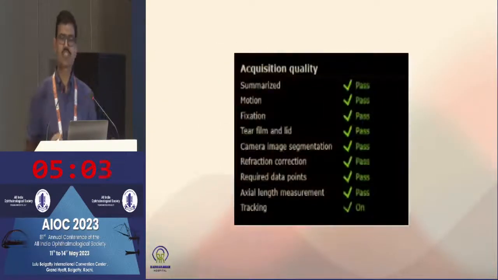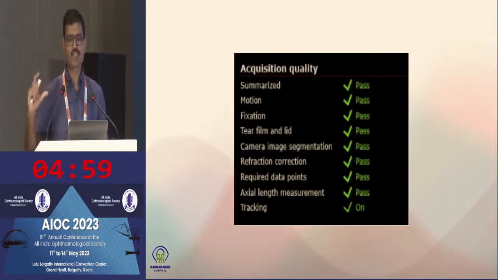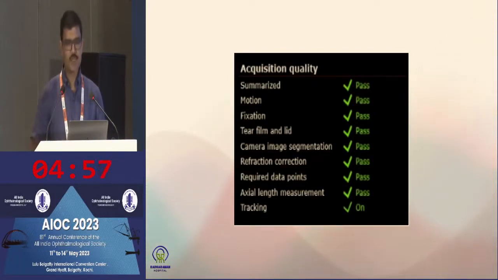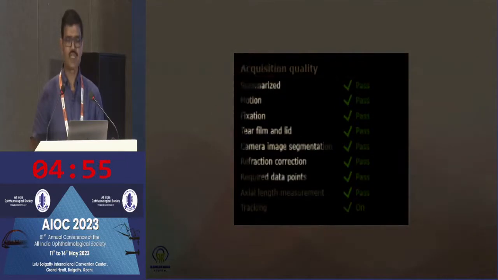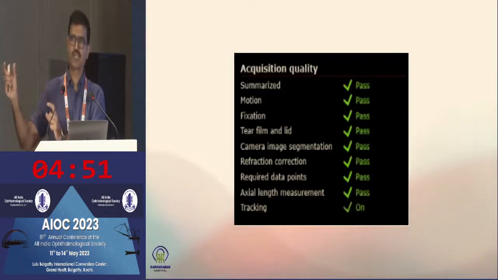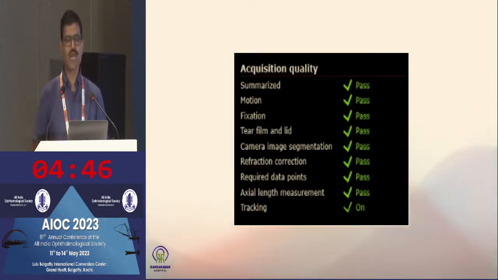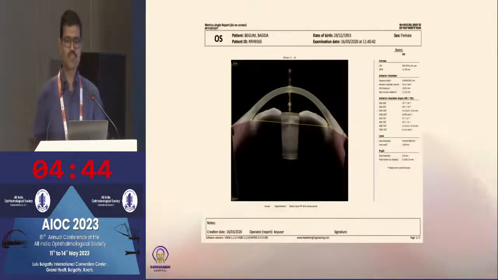This is the acquisition quality. The machine gives you a printout, a window of acquisition quality. So it does give you a fair bit of idea regarding the ocular surface, the tear film and lid, whether they pass or not. So the machine senses that there's something wrong with the ocular surface. You can go back and treat the patient for a few days with lubricants and then call him back for another set of biometry just to achieve perfection.